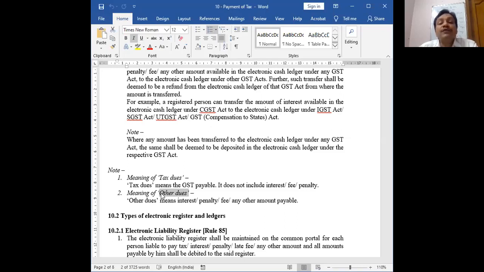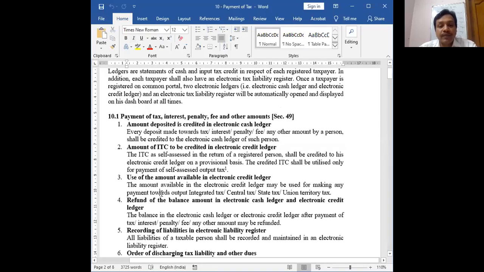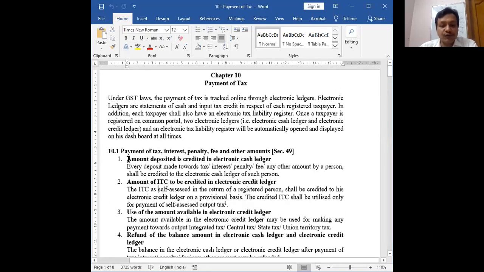You can again make a quick revision of section 49. First point, whatever you deposit will be credited in your electronic cash ledger. Whatever is your ITC, that will be reflected in your electronic credit ledger. How can you use your electronic credit ledger? That means how can you use your ITC? You can use your ITC to pay output tax.